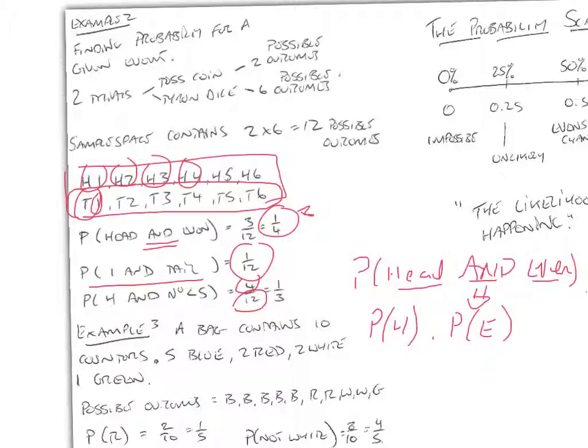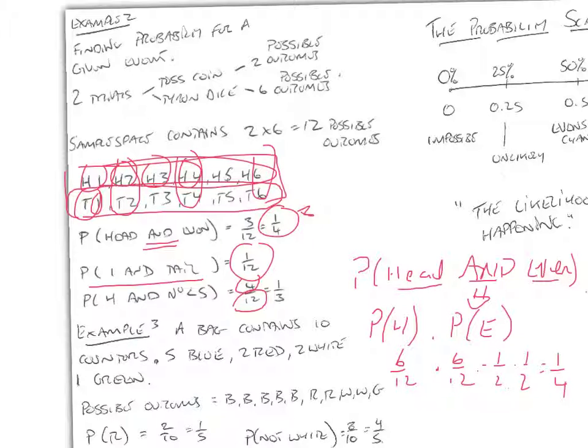So the probability of getting a head from the sample space is 6 in 12, so 6 over 12, multiplied by the probability of getting an even in the sample space. Well, there's 2, 4, 6 of those in 12. So 6 over 12 is 1 over 2, times 1 over 2, that's 1 over 4.